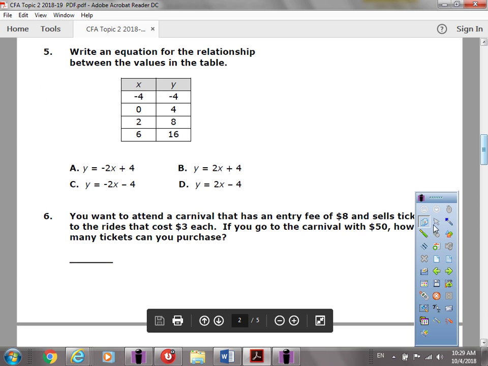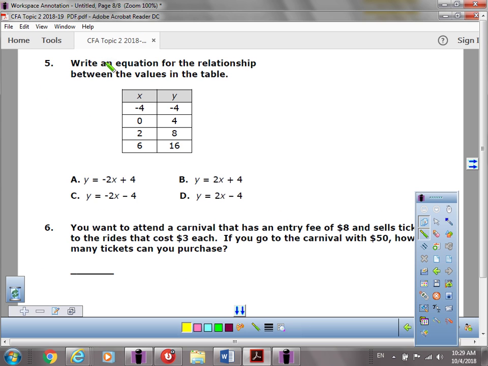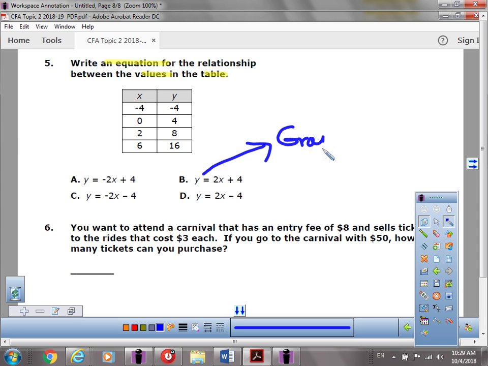Let's look at number 5. It says write an equation for the relationship between the values in the table. Here's your table, here's your graph. Guys, super easy. Again, take those equations, graph them, and then do a Control T. Super duper easy. This calculator gives you the answers right at your fingertips.